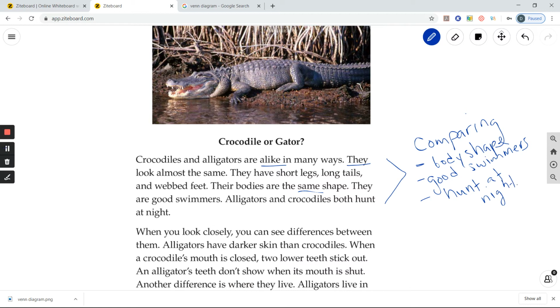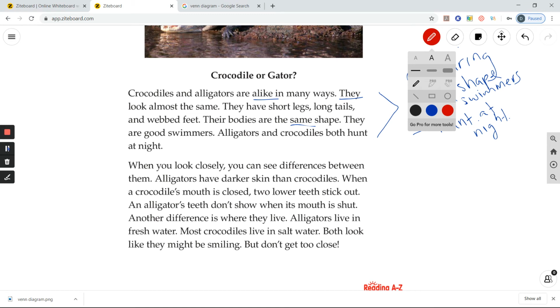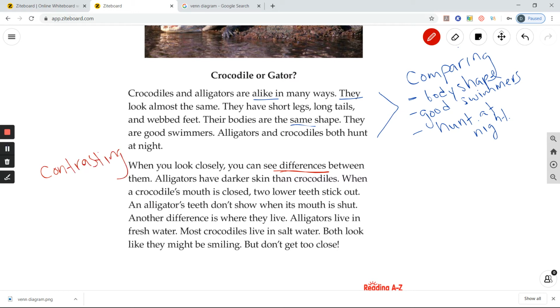The author first decided to talk about how they're the same. Let's see if we can learn about their differences in the next paragraph. When you look closely, you can see differences between them. This keyword right here tells me that now the author is contrasting, saying how they're different.